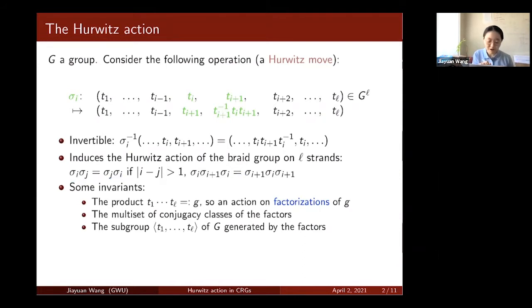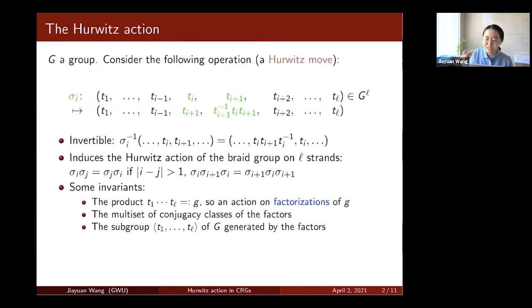And there are also some invariants of the Hurwitz action. If we focus on the first tuple and multiply all the entries together, call that product g. That product will be the same as we multiply all the entries from the second tuple, because these two terms cancel, so they preserve exactly the product. So now we can treat this tuple as a factorization of g, and say each entry is a factor of the factorization.